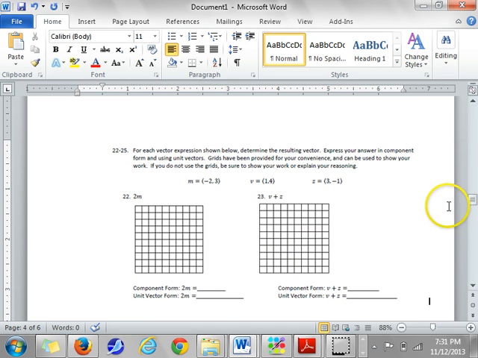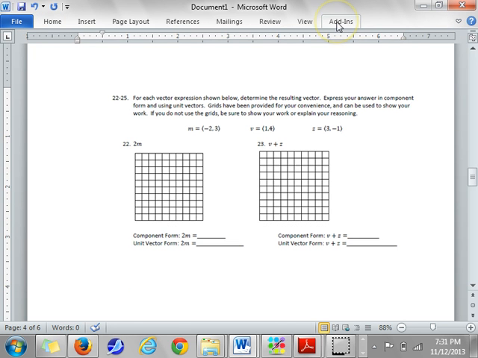Okay, so on this one, we're given some vectors. Your job is to combine them and then also express them using component form and then unit vector form, which we haven't done a whole lot of, but is a piece of cake. It's just a matter of understanding how the notation works. Pull my pen back up here again.